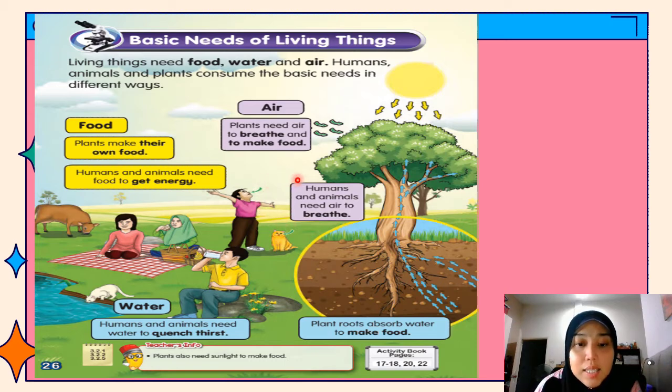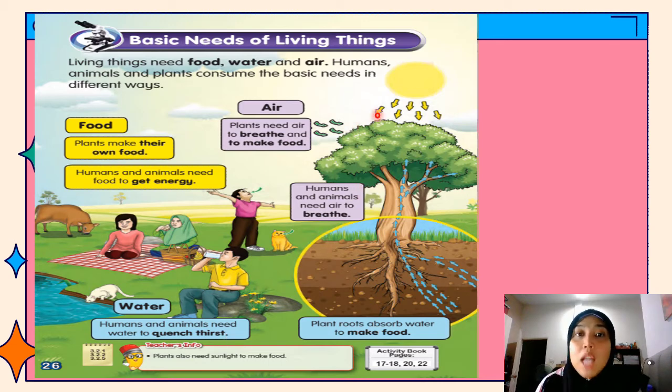Okay, now let's take a look at the next one. Water. Air. Water. Humans and animals need water to quench thirst. Manusia dan haiwan memerlukan air untuk menghilangkan dahaga. Kalau tak ada air, badan kita akan menjadi kering. Kalau badan kita kering, kita akan mati. Okay? Sebab itulah air sangat penting untuk kita.